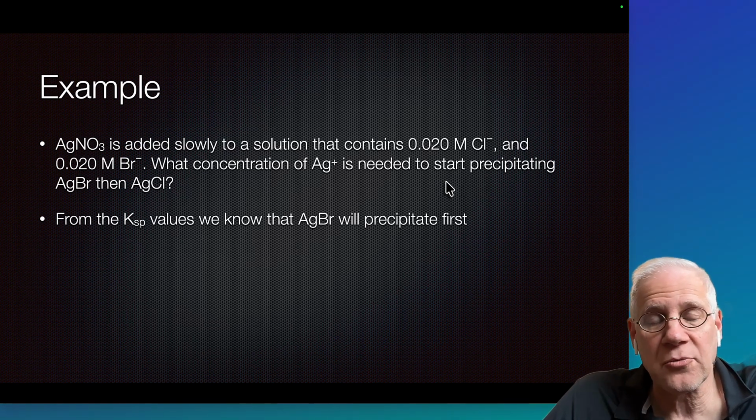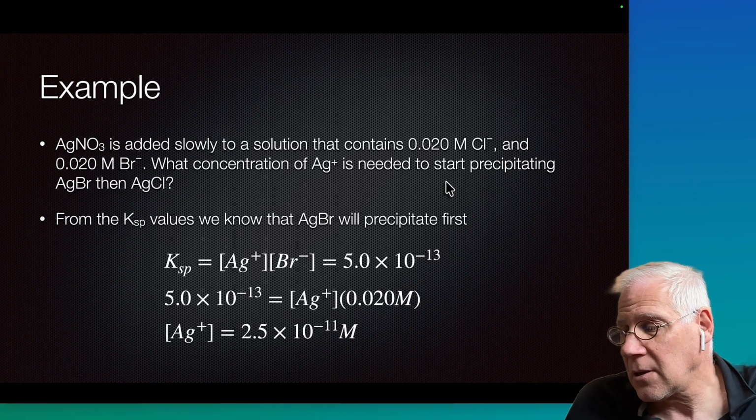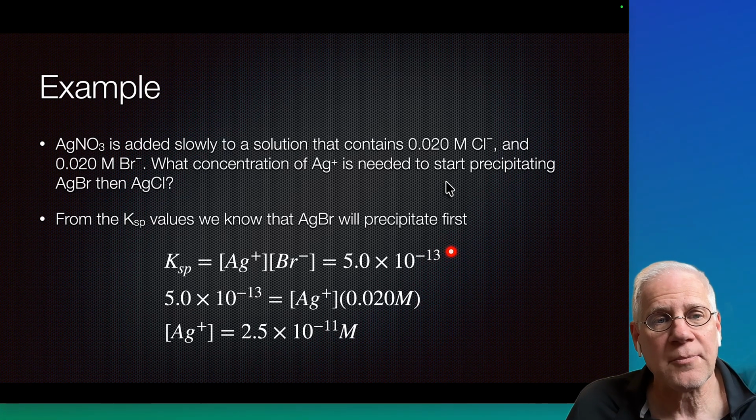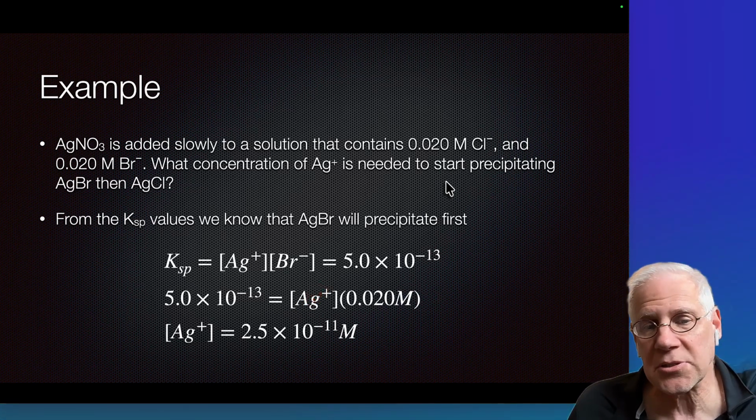Looking at the KSP values from the previous slide, we know that silver bromide will precipitate first. It has a KSP of 5 times 10 to the minus 13. It's just going to be AgBr goes to Ag plus plus Br minus. And so our KSP expression becomes KSP is equal to the silver ion concentration times the bromide ion concentration, which is 5 times 10 to the minus 13. I know my bromide ion concentration is 0.020 molar. And so I just need to solve for my silver ion concentration.